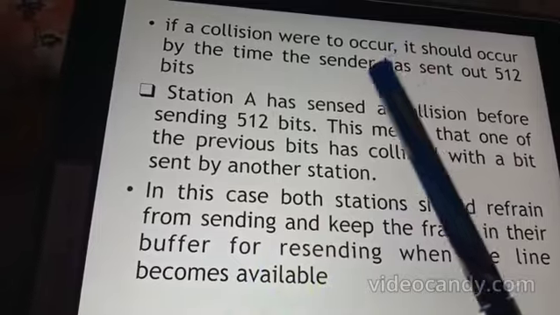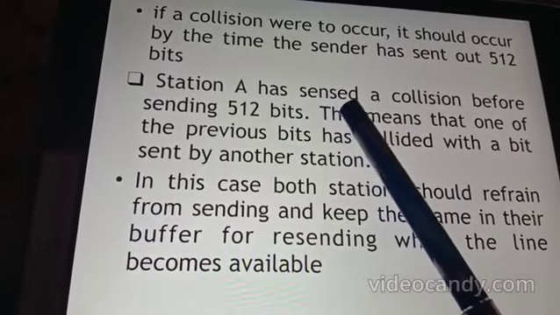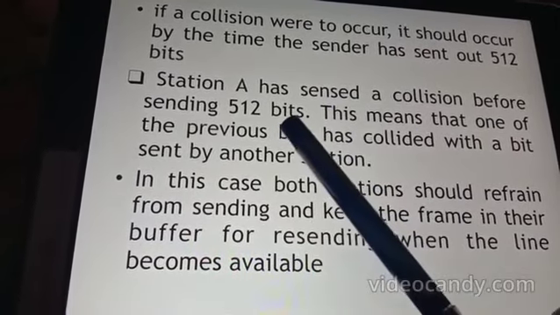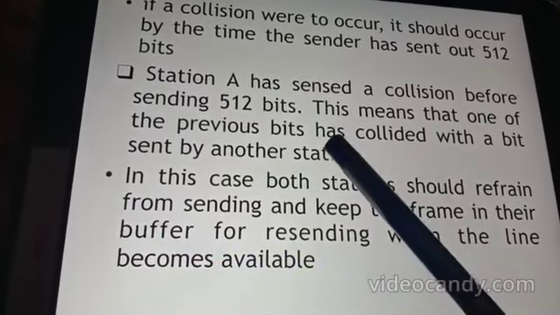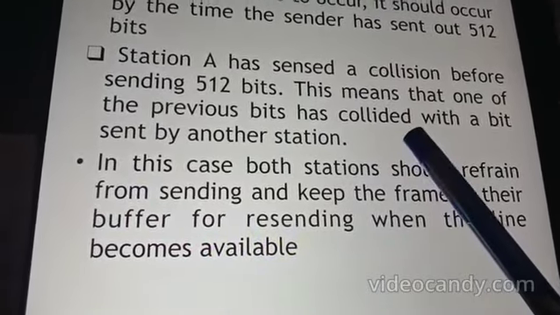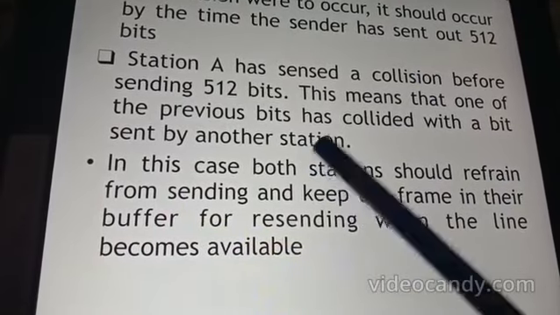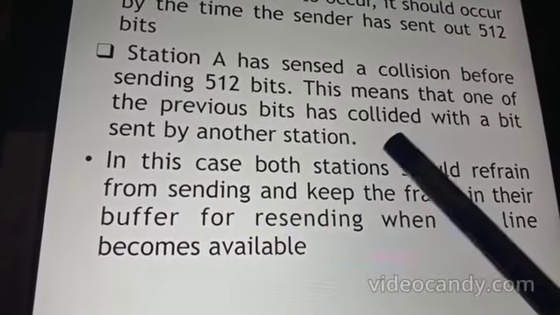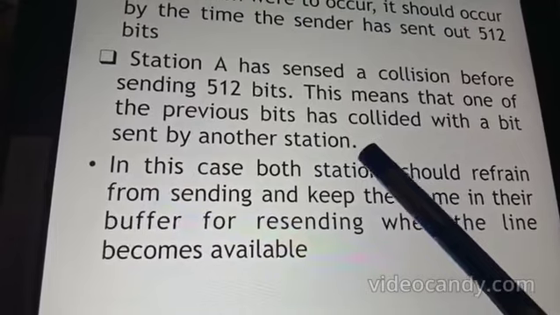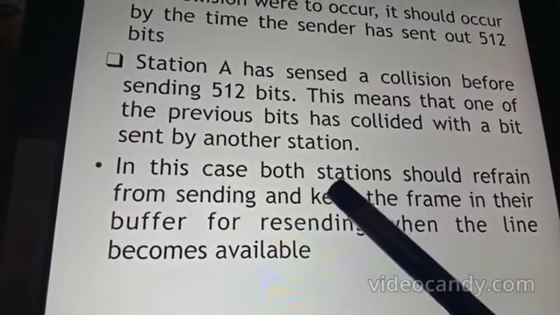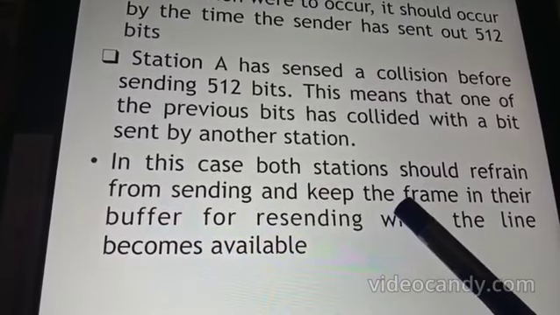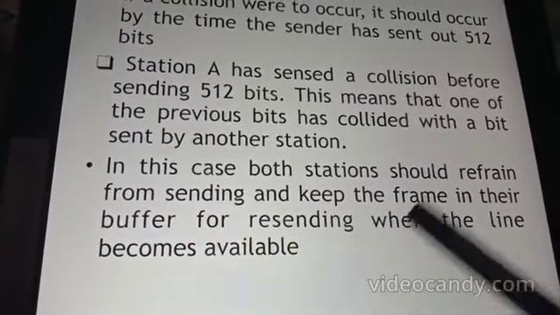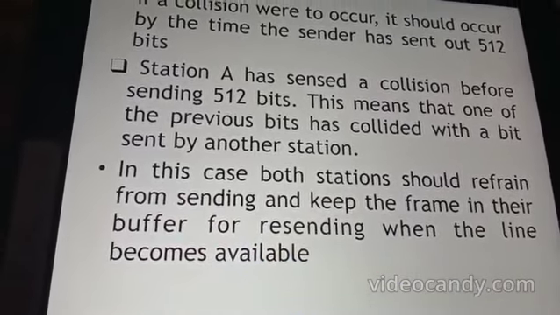In the second condition, A has sensed a collision, say for example before sending the 512 bits. This means that one of the previous bits has collided with a bit sent by another station, so the energy level has reached the maximum. That is not a normal energy level. In both cases, the station should refrain from sending and keep the frame in its buffer for resending when the line becomes available.